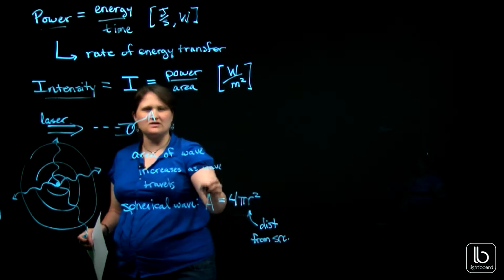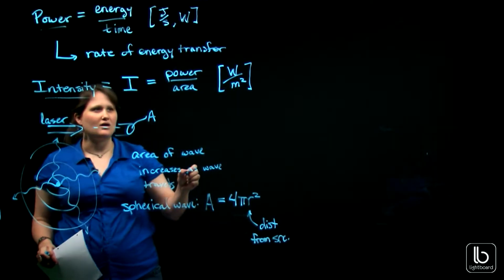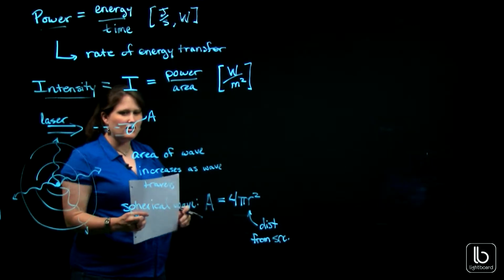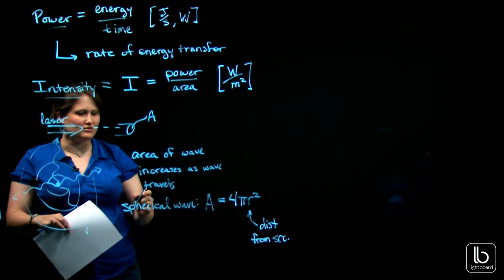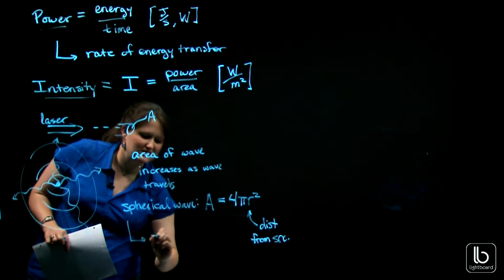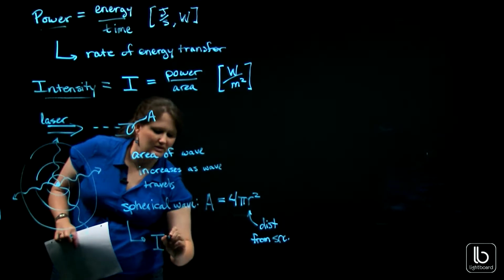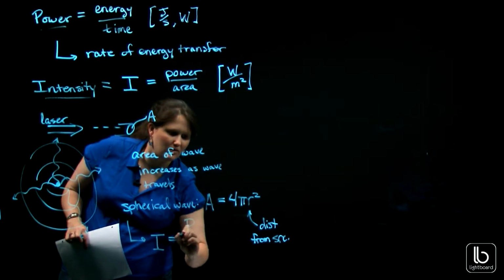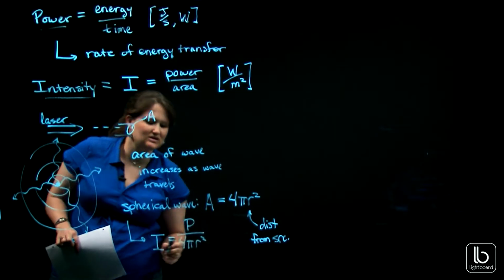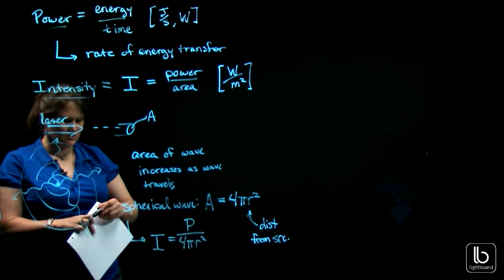So if this is the area, and we say that intensity is power per area, effectively what we're saying for a spherical wave is that intensity is equal to power over 4 pi times my distance from the source squared.